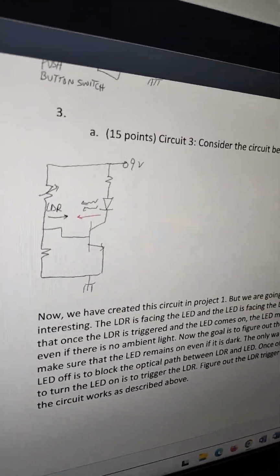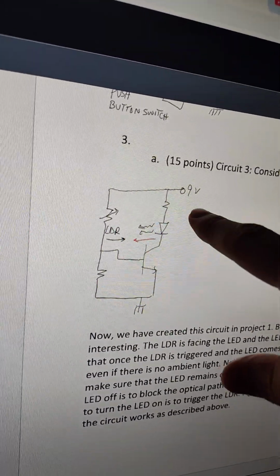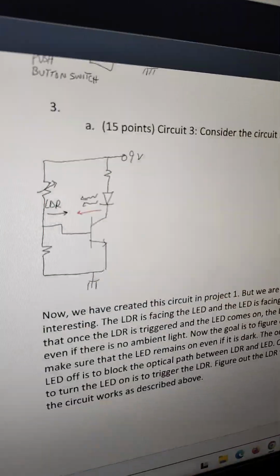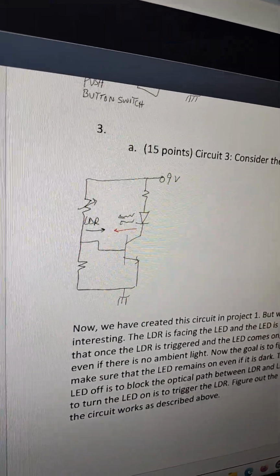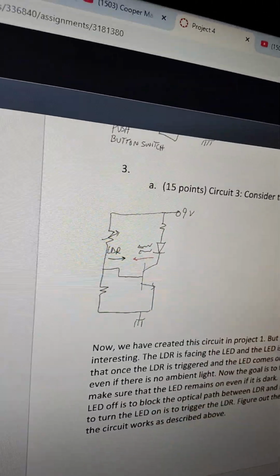I'm using a 330 ohm resistor right now. Then this one is a 470 ohm, just because I had it lying around and I wanted something to prevent this from blowing up. Cool.